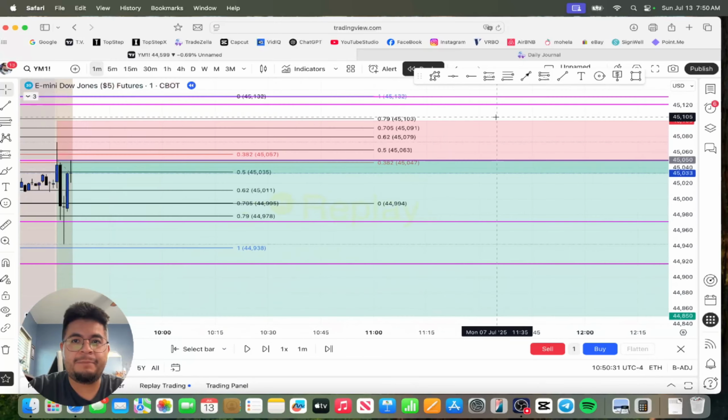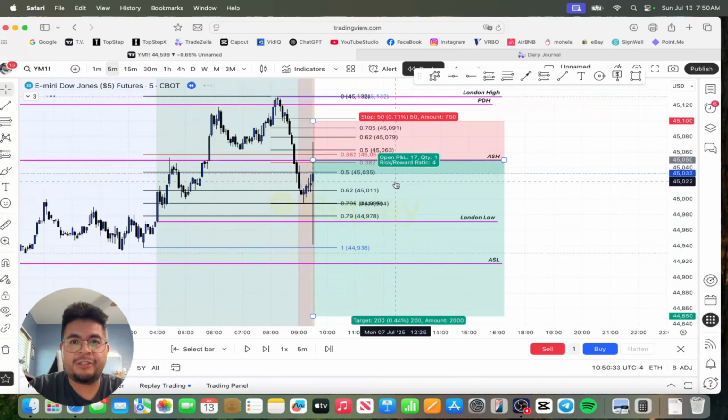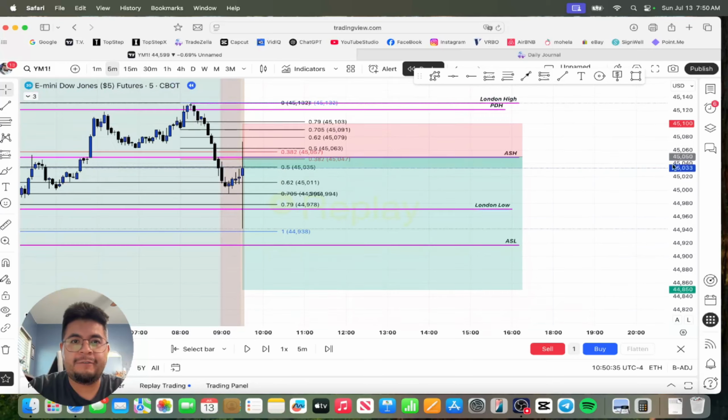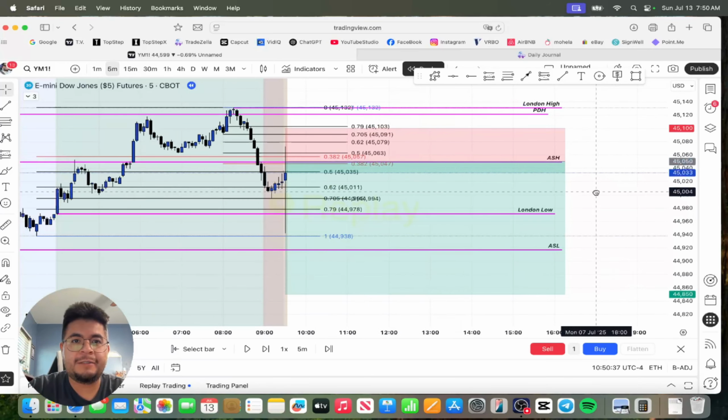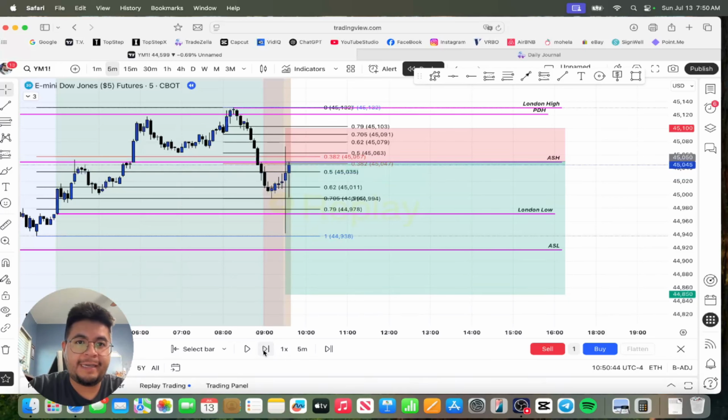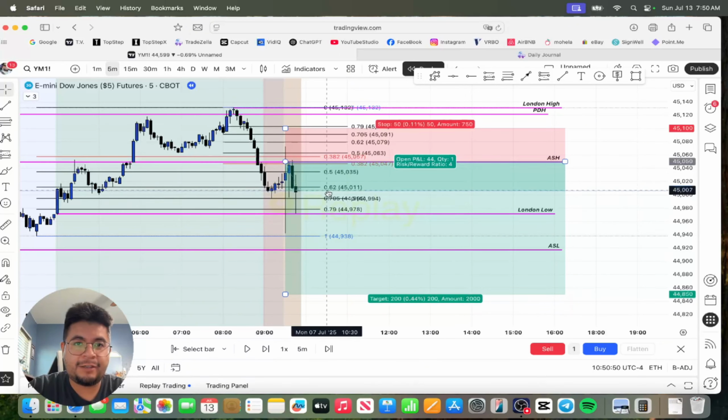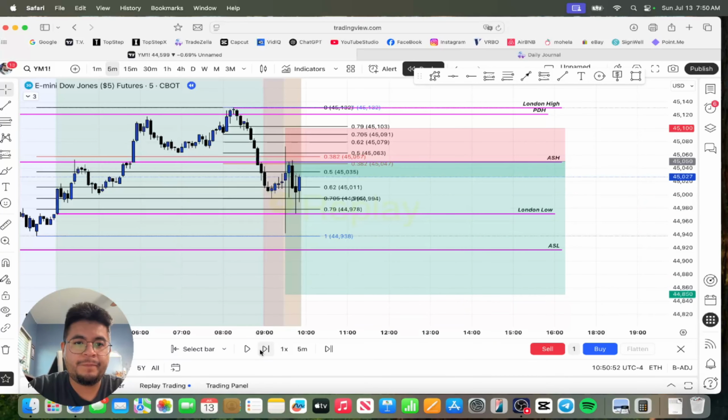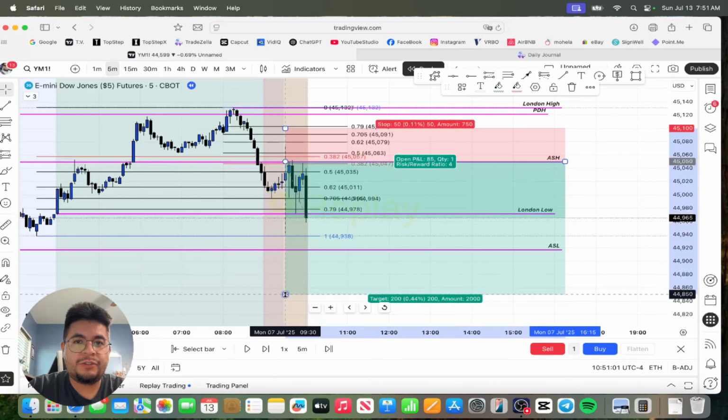So let's just see what happens. 5-minute chart at this point. If it starts to go higher, it's probably not a very good trade idea, but let's just see. Okay. It targeted that London low. Okay. Where's 1 to 2?